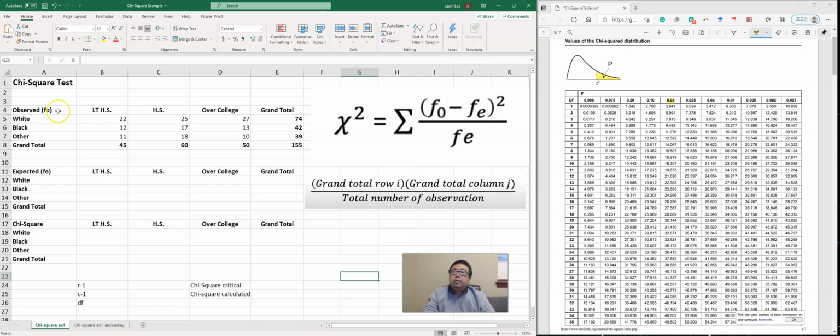So in observed, FO is the observed number of the frequencies. In the column, the variable is less than high school to over college, which is the categorical variable we know. So this is an ordinal variable. And white, African American, and other, maybe we can know that this is a categorical variable.